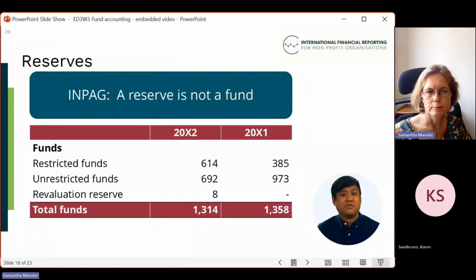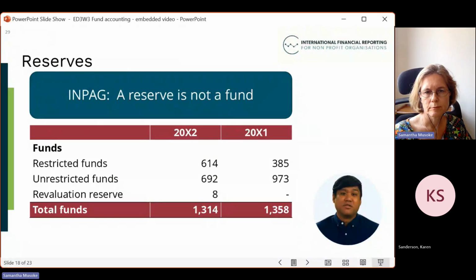This video has been about fund accounting, with the requirement to identify those funds that should be presented as part of funds with restrictions or funds without restrictions. The term general reserves can sometimes be used to refer to the closing balance on the general fund. The term may also be used to refer to the portion of general funds that would be available to sustain the organization in the event of a shock. INPAG does not use the term in either of these ways.